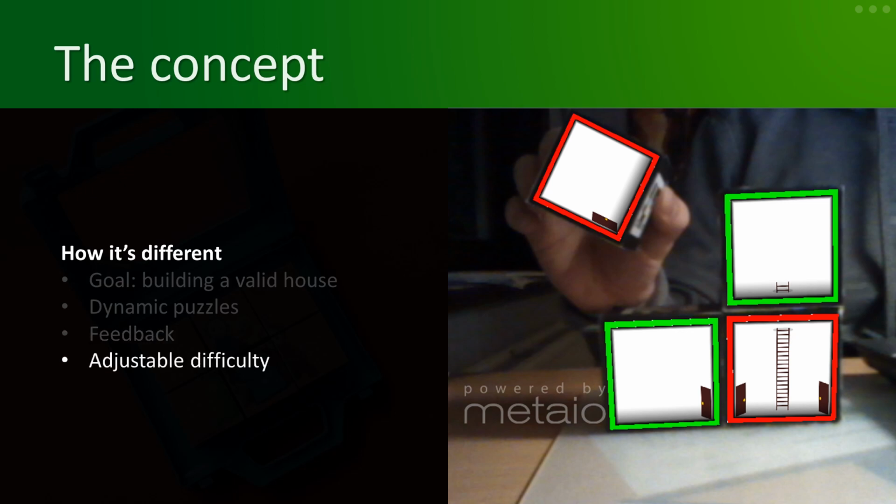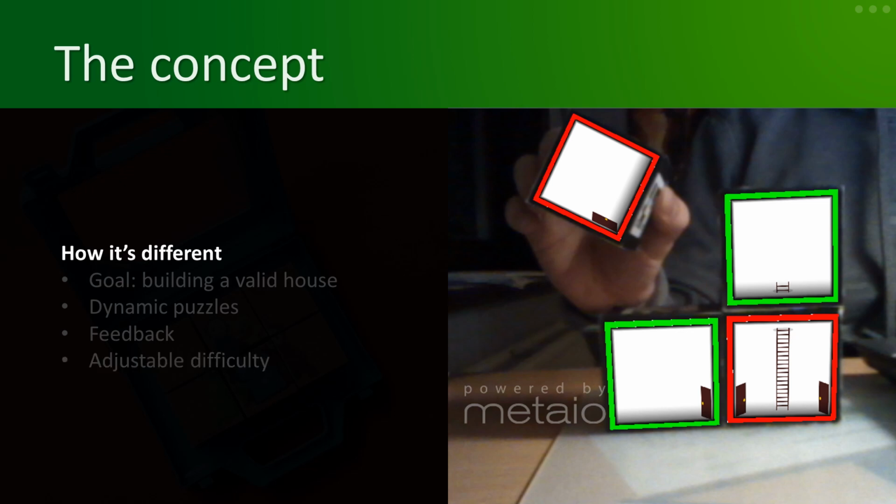Lastly, the user can adjust the puzzle's difficulty. They can play the game with anywhere between 2 to 8 cubes. They will then need to build a valid house using all of them. Our game logic makes sure that there's always at least one valid solution.